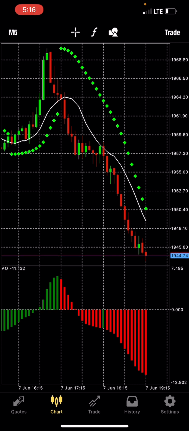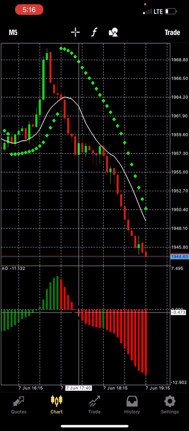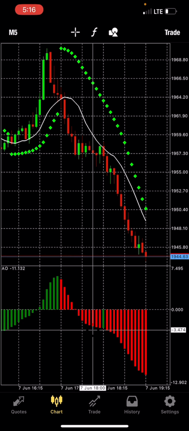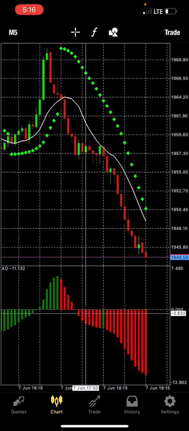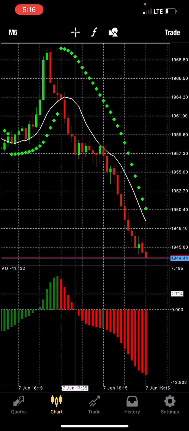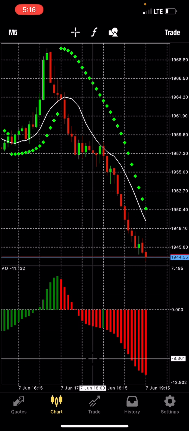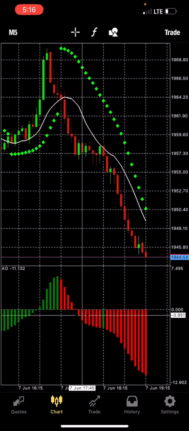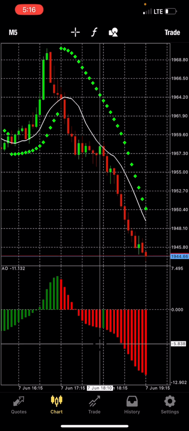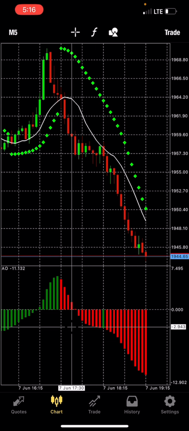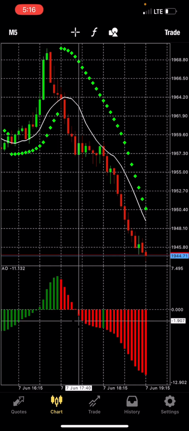Above zero is bullish. This is our awesome oscillator. It's bullish when it's above. This is bearish, down. Bullish is up. When it's below zero, we sell. When it's above, we buy. First, that's what we can consider. When it's below, we consider it a sell.